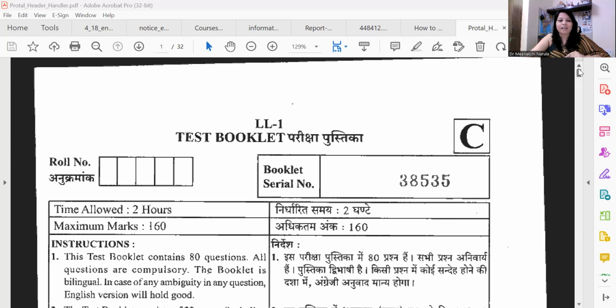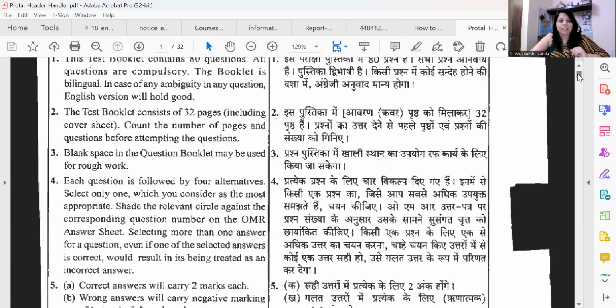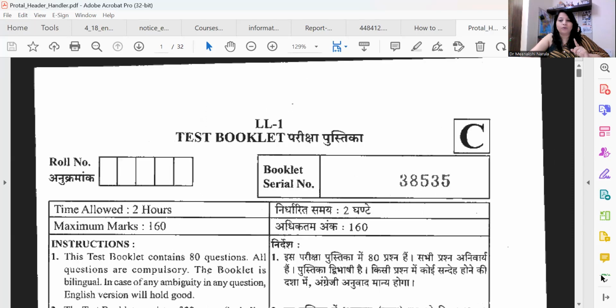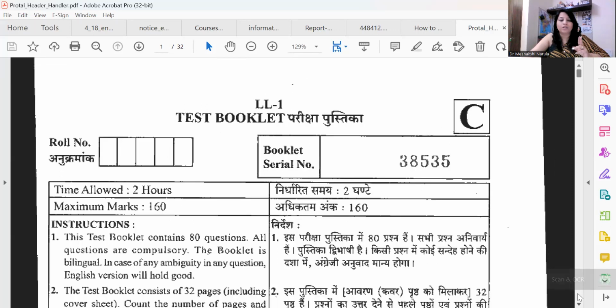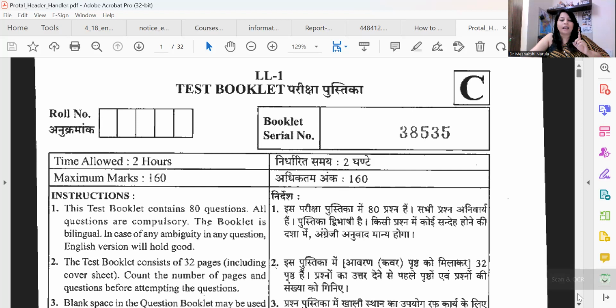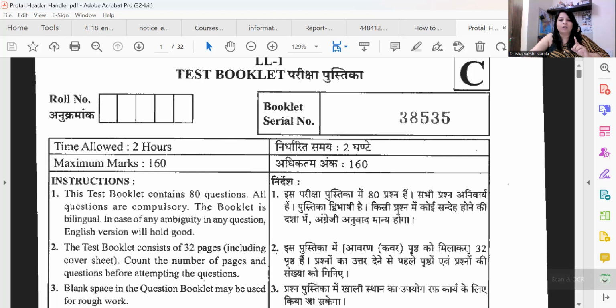So here you go, my dear educators. I have my dear students, right? Pardon me if I time in again. Obviously, you are the would-be educators. So here it is. I've already told you ki jo question paper hoga wo English aur Hindi dono mein aayega. And I have already told you isme kitne question honge, 80 prashan aayenge. 80 questions will be there.